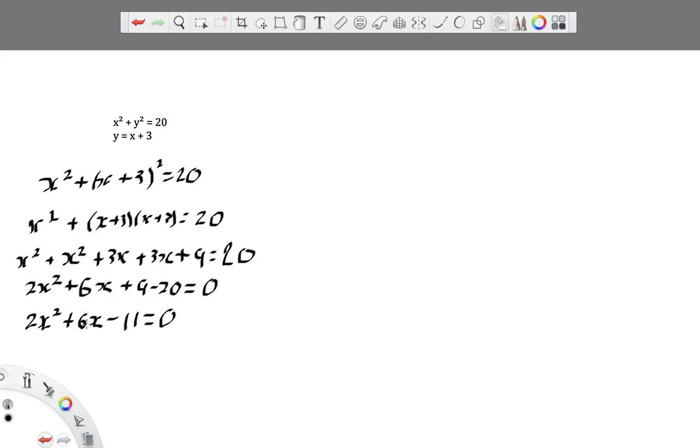This is not going to factorise because 11 is a prime number, so the only factors we've got are 1 and 11. We can't add or subtract those and get the coefficient of x here, which is 6. So for this one we're definitely going to need the quadratic formula. So reminder of what that is. So x is equal to minus b plus or minus square root of b squared minus 4ac, and that's all over 2a.